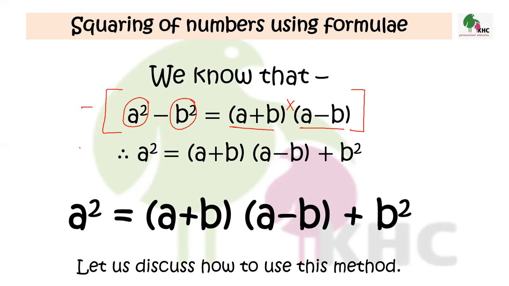But if you interpret this, you see that if a square is left on the left hand side, and this b square is sent to the other side, the formula becomes a square is equal to a plus b times a minus b plus b square. So now we are going to use this particular technique to find the square. All right. Now, how are we supposed to take it?